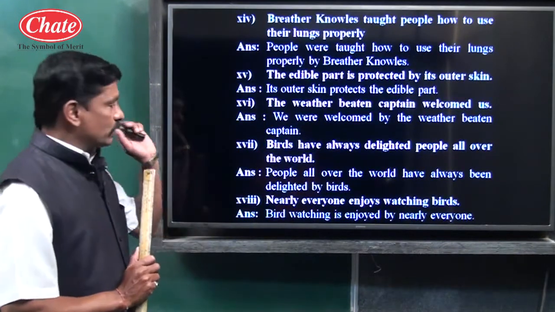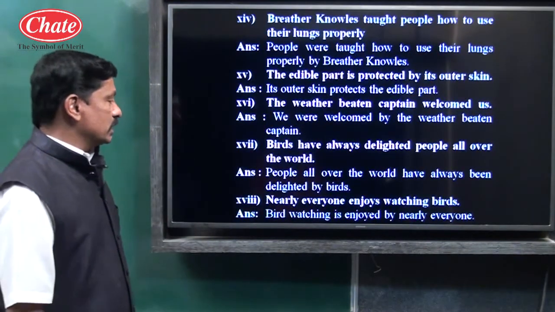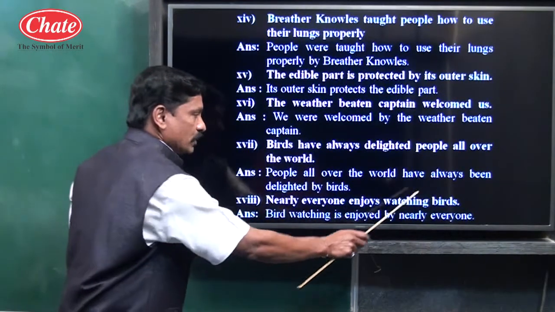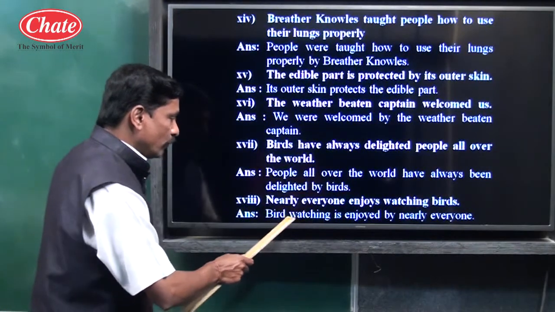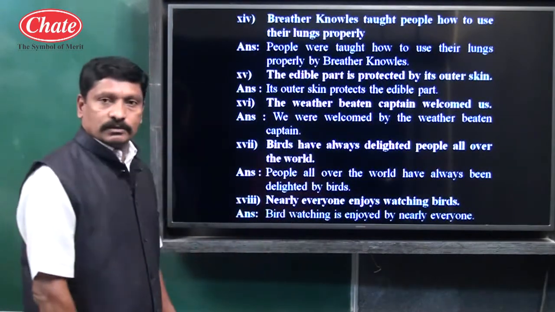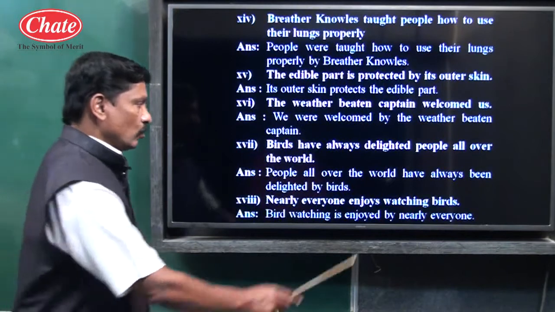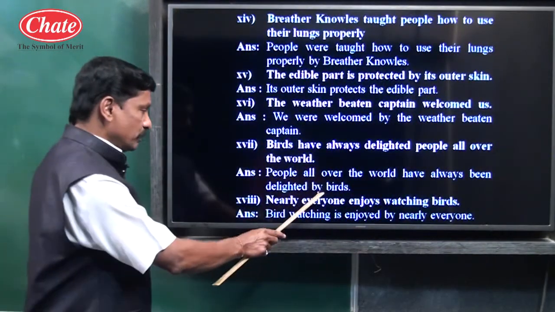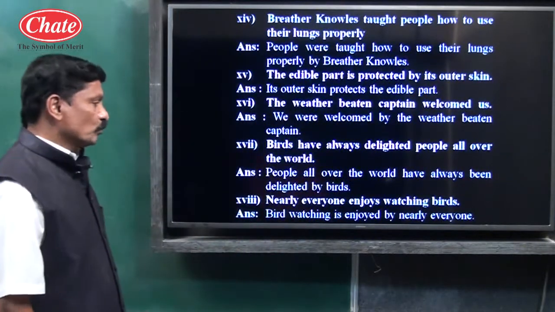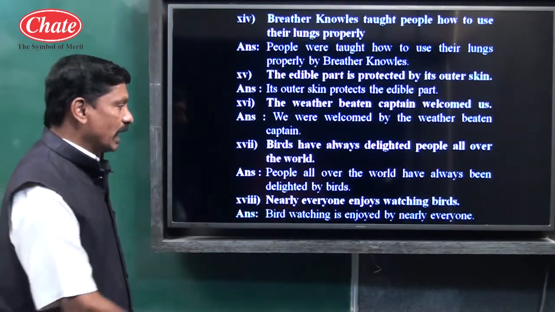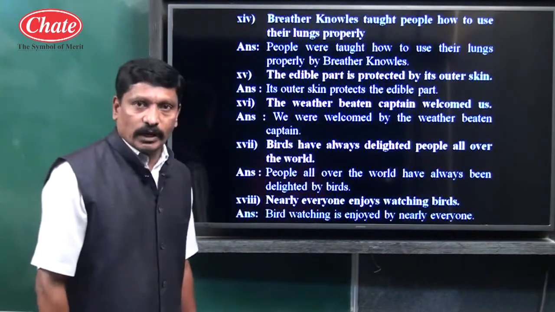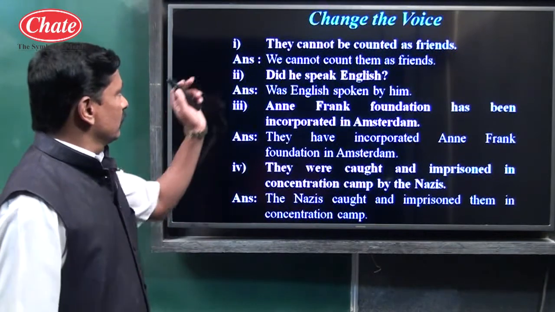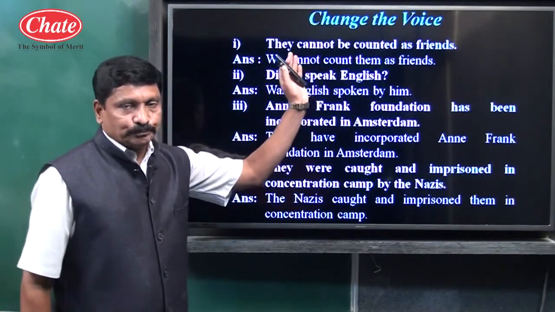Let us convert it into passive voice. Nearly everyone enjoys. What does nearly everyone enjoy? Watching birds. So children, bird watching or watching birds is an object, in simple present tense. So: bird watching is enjoyed by nearly everyone. Children, let us see this example once again.